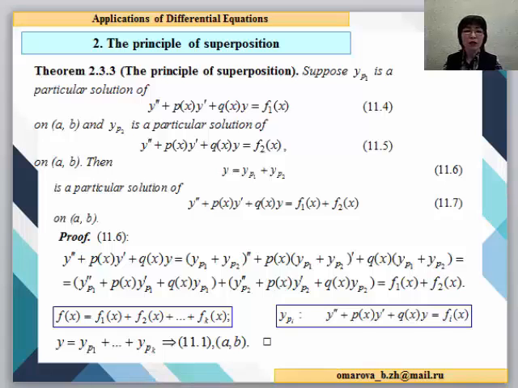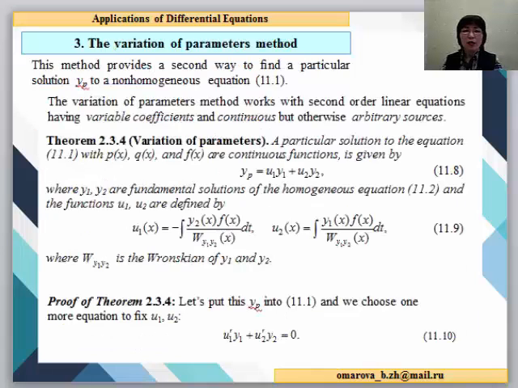Let's consider the third part of our lecture, the variation of parameters method. This method provides a second way to find the particular solution to the non-homogeneous equation 11.1. We summarize this method in a formula by computing y sub p in terms of any pair of fundamental solutions to the homogeneous equation 11.2.